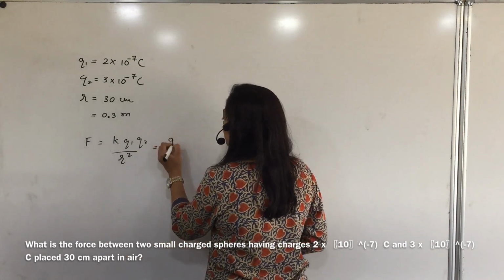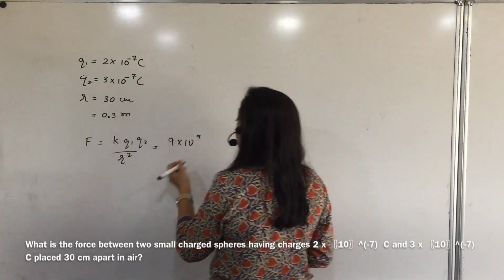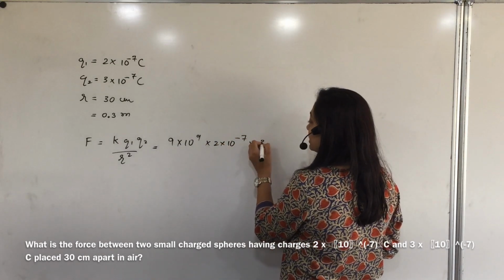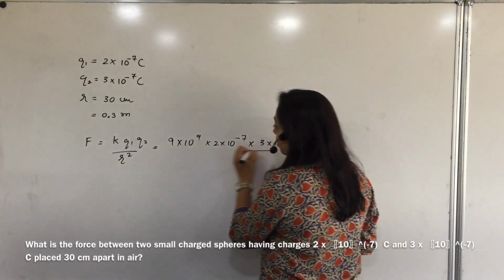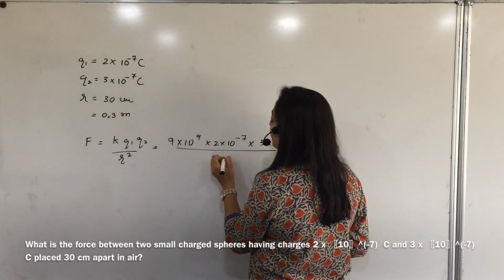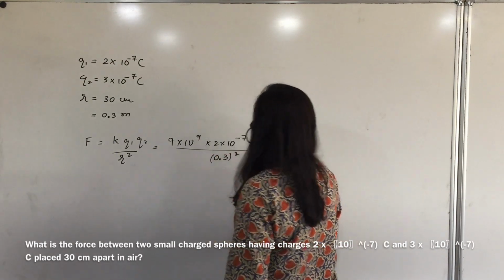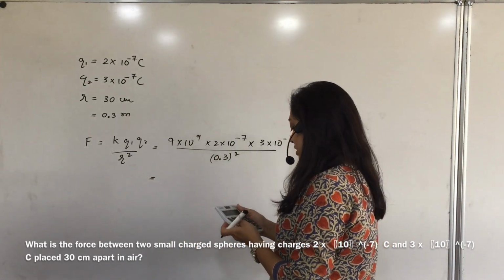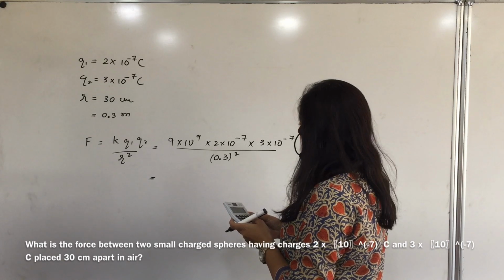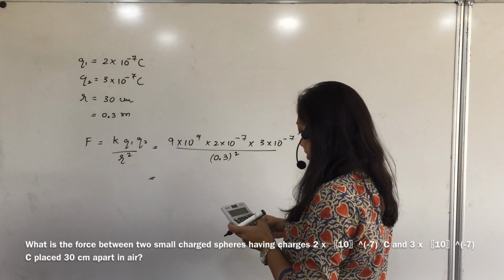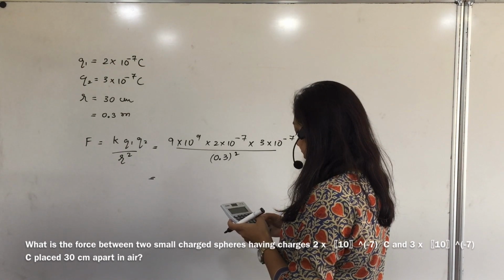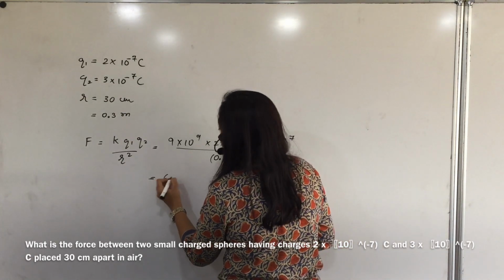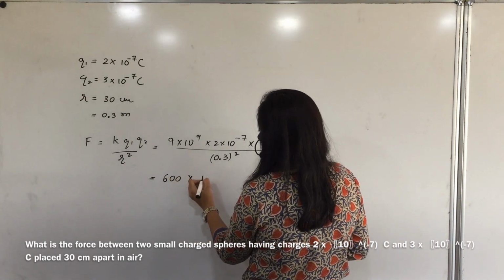9 into 10 to the power 9, this is K. What is Q1? It is 2 into 10 to the power minus 7. What is Q2? It is 3 into 10 to the power minus 7. What is remaining is R square, so 0.3 square. Let us calculate. And this will end up getting 9 into 2, that is 18 into 3, 54 divided by 0.3 square. I'm very bad at mathematics and you must have known by now.